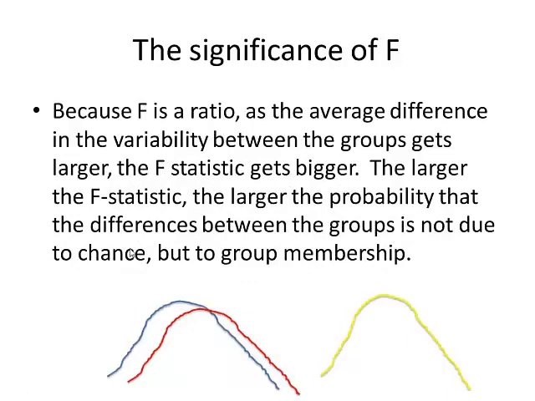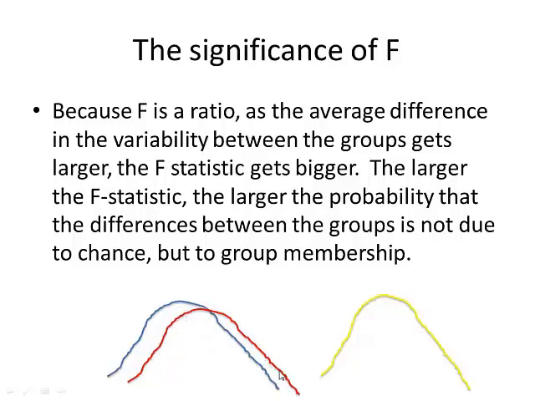So because F is a ratio, as the average difference in the variability between the groups gets larger, the F statistic also gets larger. The larger the F statistic, the larger the probability that the differences between the groups are not due to chance but to group membership. So the larger the F statistic, the larger the probability that the differences between the groups are due to group membership.